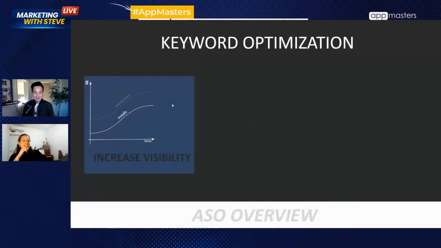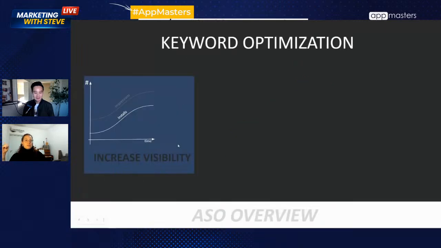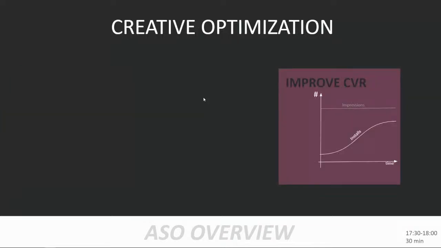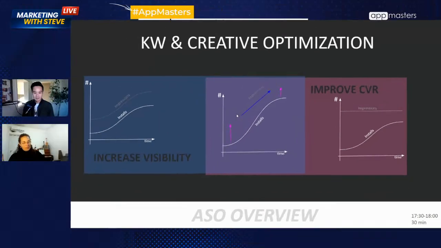Install sources analysis. Okay, so let's see what we want to do with ASO, the general idea. Number one is we want to increase visibility, right? So we want to increase impressions, and with impressions, installs will grow. The second thing we want to do is improve conversion rate. Even when impressions stay the same, the installs will grow because of the ratio between impressions and installs. And when we do both, improve both conversion rate and visibility, this is how we create exponential growth.